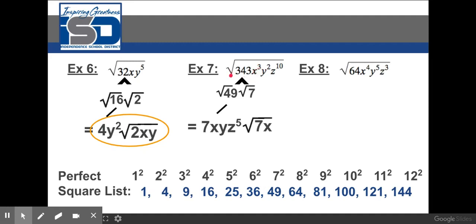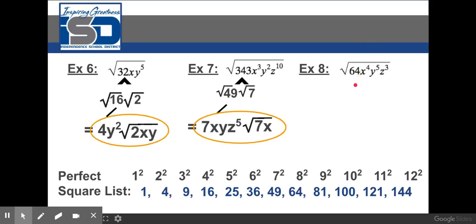Hopefully you're seeing that if we are taking the square root and our exponent is odd, then that means we're going to have one left over, which should make sense because odd numbers can't be divided by 2, so we'd have one left over. The evens do divide by 2 evenly, so that's why they all get taken out on the outside. So final answer, 7x, y, z to the 5th times the radical of 7x.